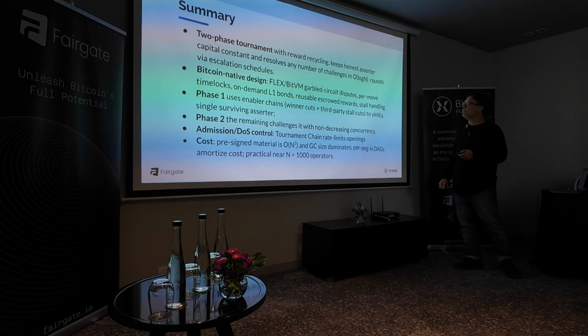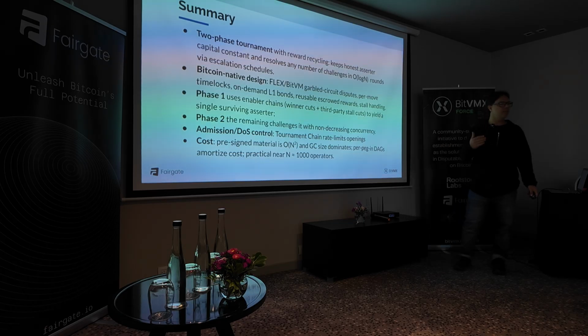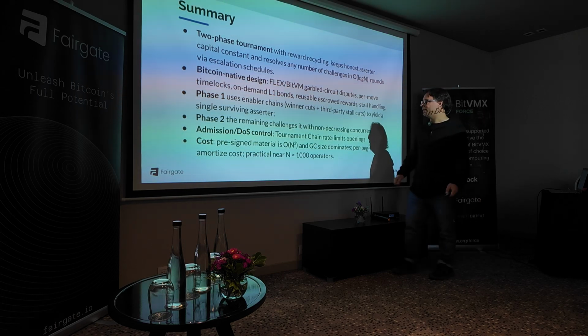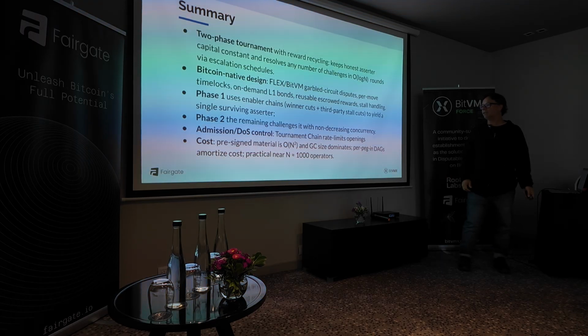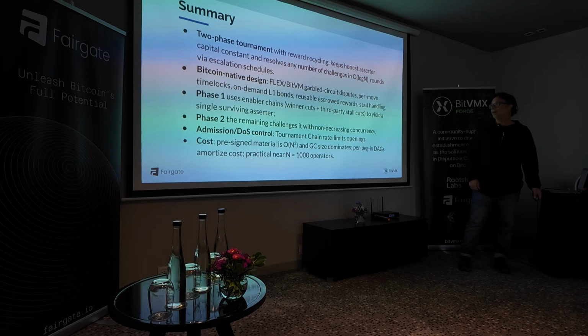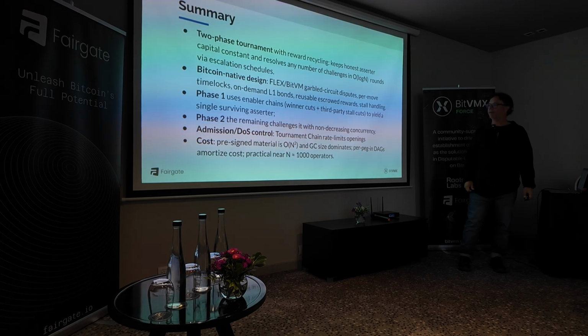It has these 2 phases that I mentioned, and it has this tournament chain just to rate limit the number of assertions that you have to fight. And what is important is that the cost is still n squared for each party. Okay, so it gets practical for near 1,000 operators. Communication cost, yeah, the communication cost is n squared. It's also a limit, but it's not a cube, right?